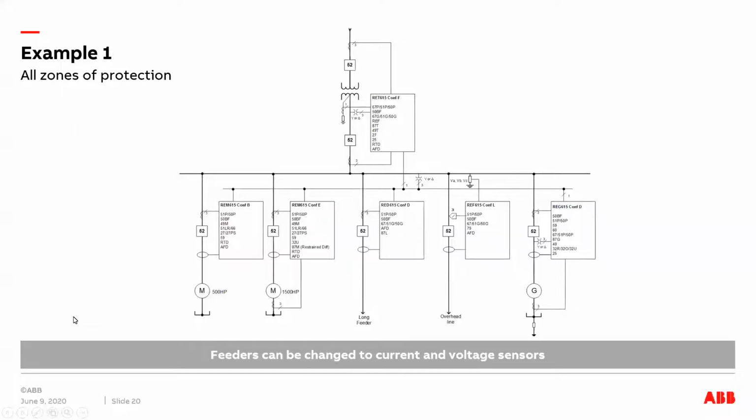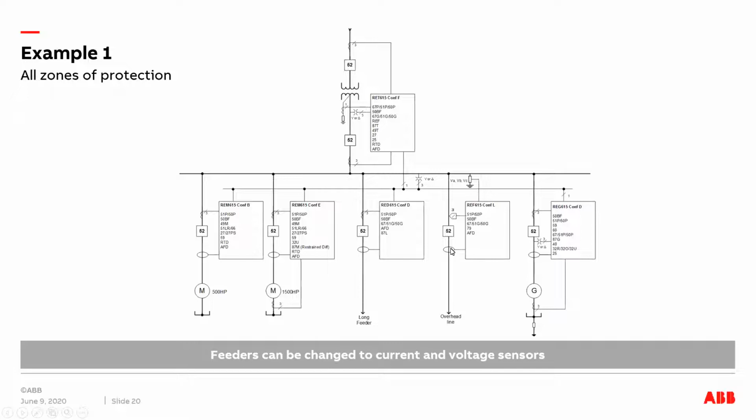Now, when we talk about the sensor, we're looking at how we can convert the traditional CT and the PT to current and voltage sensor. So the feeders can be changed to current and voltage sensor in this case. Here we have the feeder relay. We have replaced the CT with a current sensor, okay? And then the PT with the voltage divider here, the voltage sensor. So this relay operates based on that.